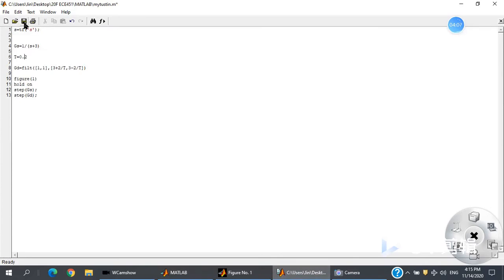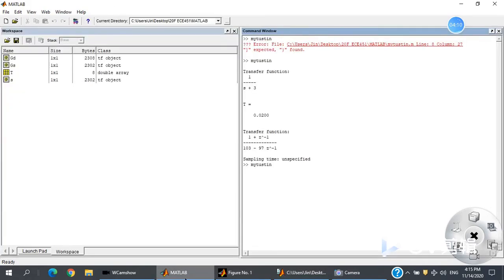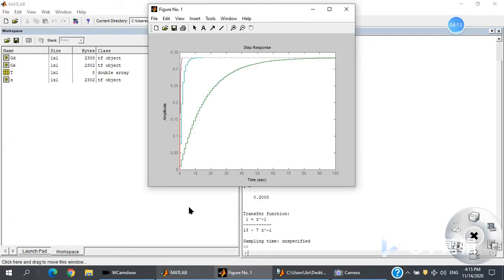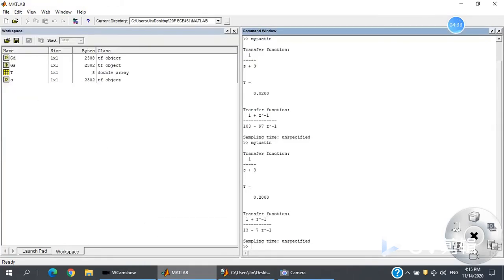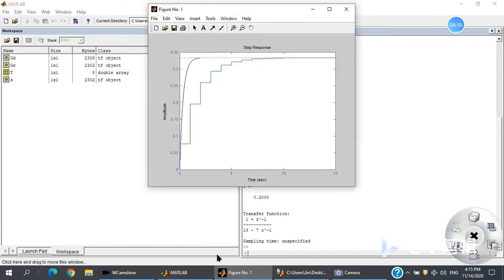I need to save it. Which one? So I need to close. Okay. Let me put the close in front, in the beginning. So close, or then all the old graphs will be closed. Okay, the blue one should be the analog one. The green one should be the digital one, but it should not match. Okay, I got something wrong.